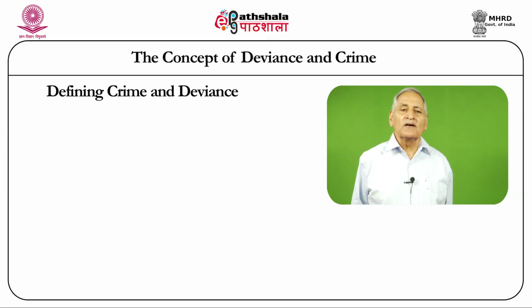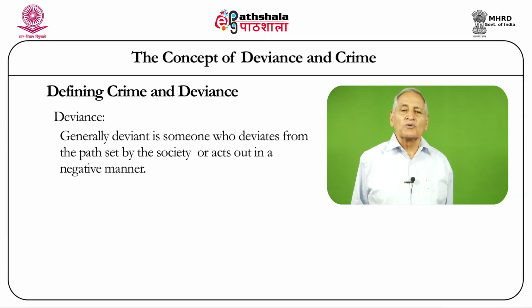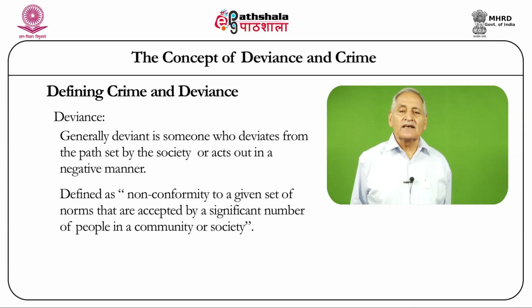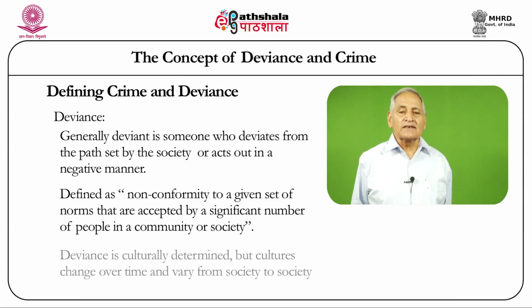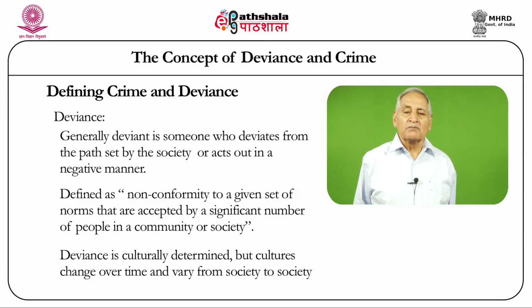Now I'll take you to the definition and definitional components of deviance and crime. Deviance is defined in terms of someone who deviates from the path set by the society or acts in a negative manner. Deviance is further defined by scholars as non-conformity to a given set of norms that are accepted by a significant number of people in a community or society. Third, deviance is culturally determined, but cultures change over time and vary from society to society.